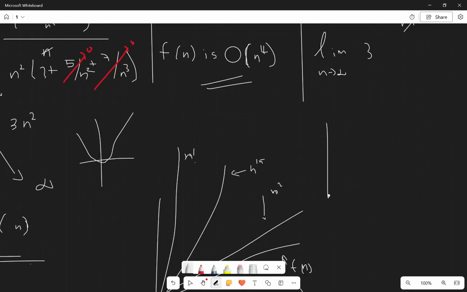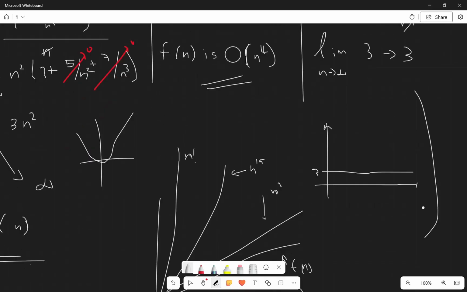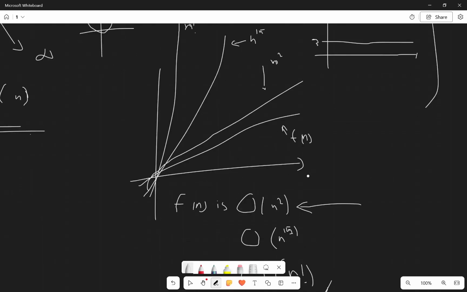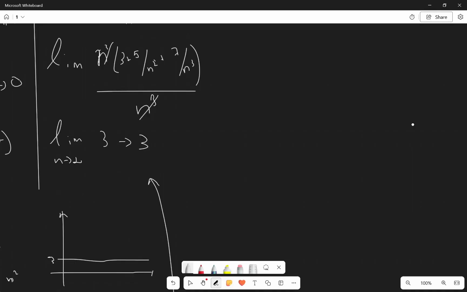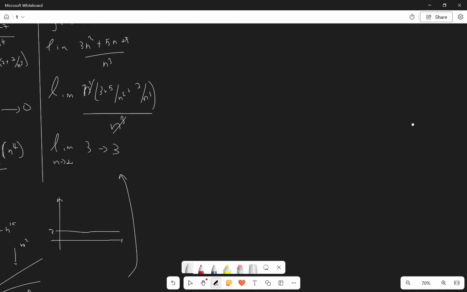So think of a function, okay, that will always be 3. So as n reaches infinity, this goes to 3. So over here we get a constant value. That means the difference between Fn and Gn isn't significant.